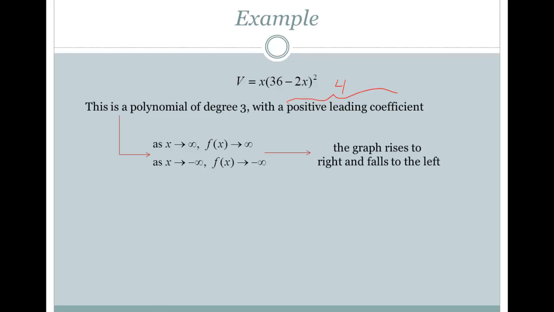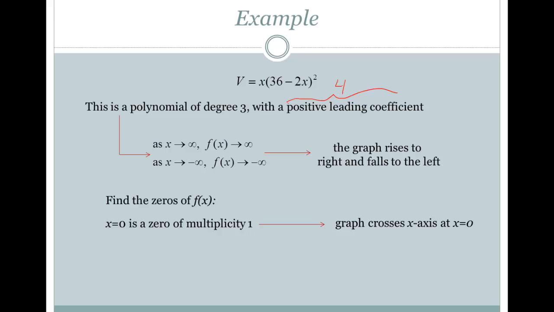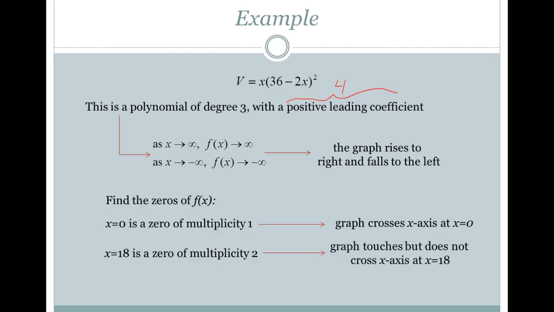Let's talk about the zeros here. The zeros are going to be, obviously, x is equal to 0, and it's going to be a multiplicity 1, meaning I'll cross at that point. And the other zero is going to be x is equal to 18 of multiplicity 2, which means I'm just going to touch the graph at that point.